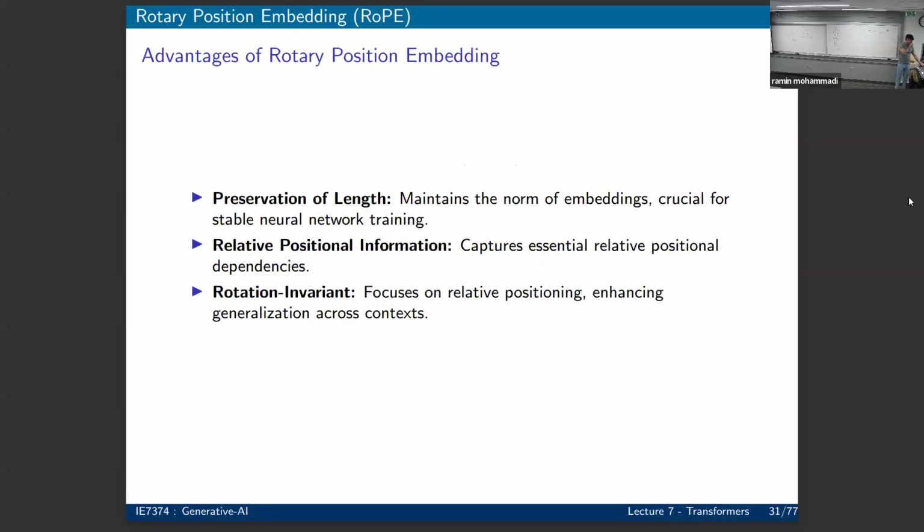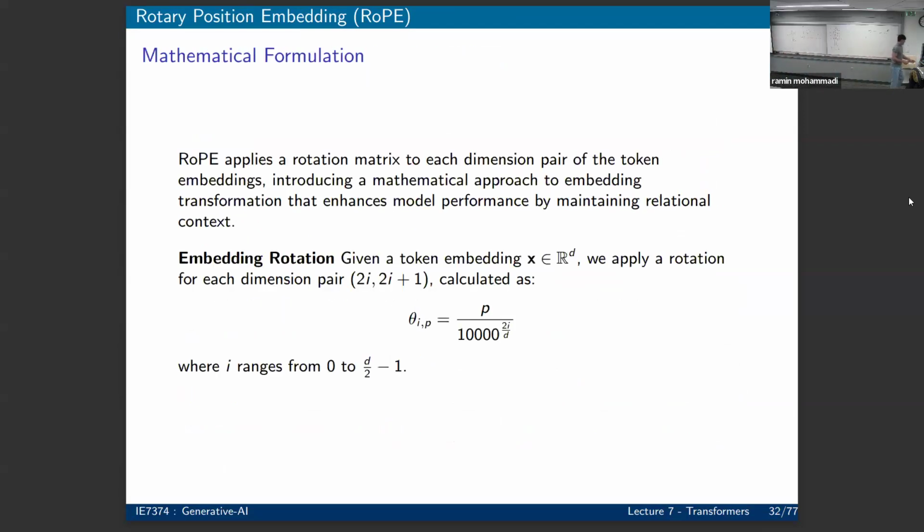So this RoPE technique has some benefits. It helps with preserving the length-related positional information, and it gives rotation invariance. Now, the main idea behind RoPE was that they use a similar function. So the formula is the same here.